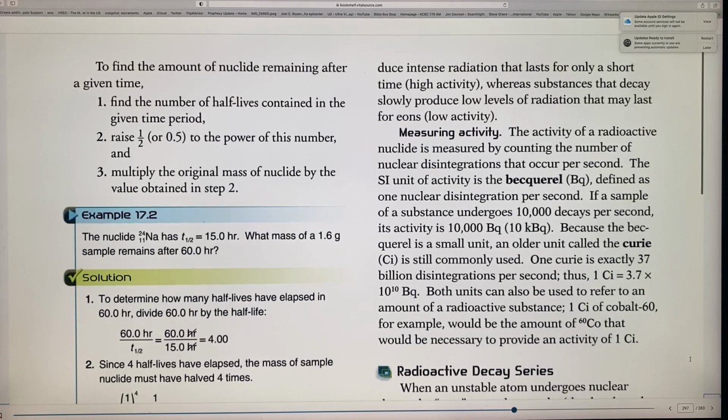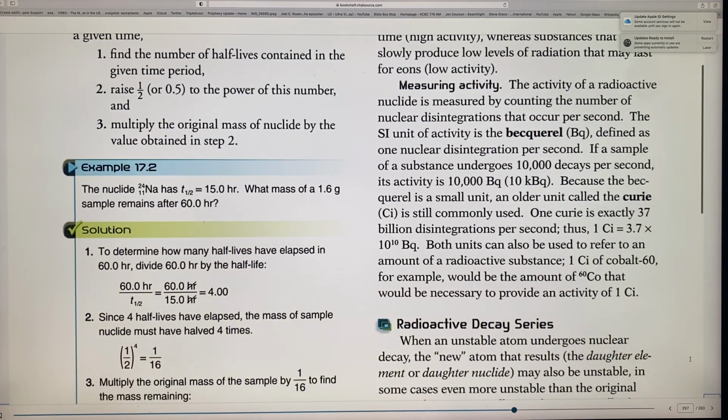Okay, to find out the amount of nuclide remaining after a given time, you find the number of half-lives contained in the given time period, and then you raise 1/2, or 0.5, to the power of this number, and multiply the original mass of the nuclide by this. So anyway, they have an example here. We'll go through it really quick.